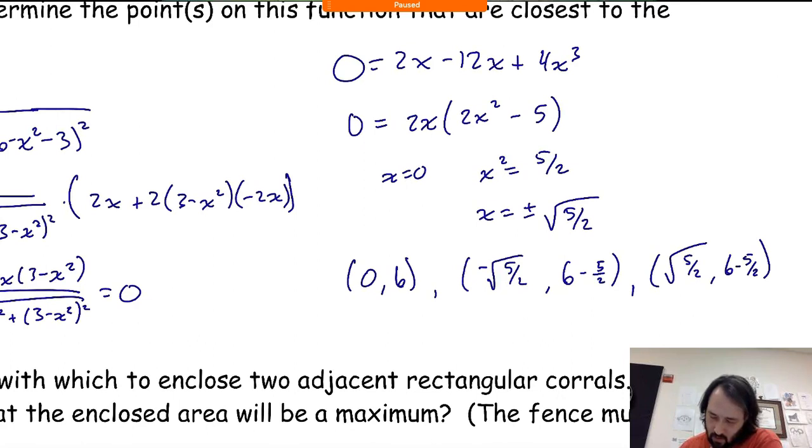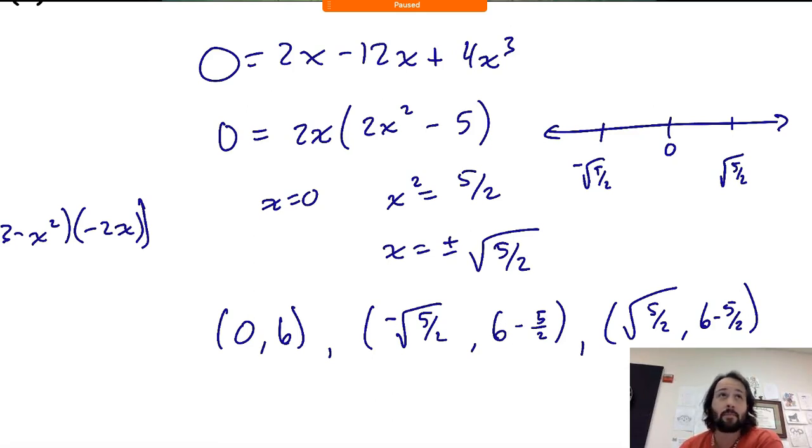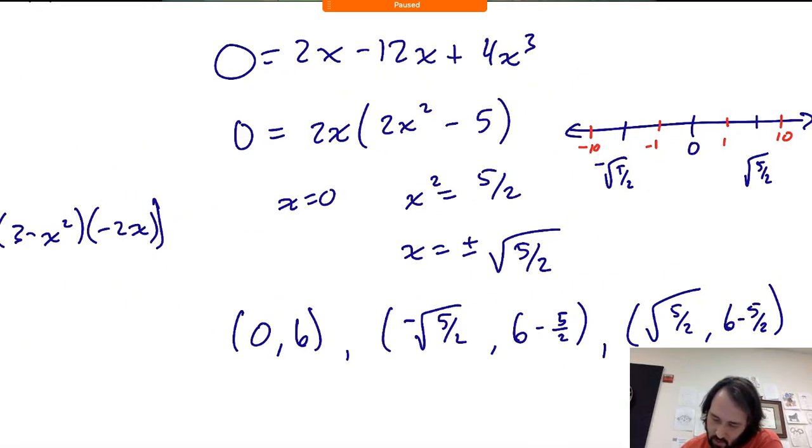All right, and then thinking about these points, those are the points that matter, but I do need to test around them still. So negative root 5 over 2, 0, and positive root 5 over 2. So let's see, root 10 divided by 2. So root 5 over 2 is somewhere between 1 and 2. So negative 10, negative 1, 1, 10. So let's see, I'm talking about d prime and d.